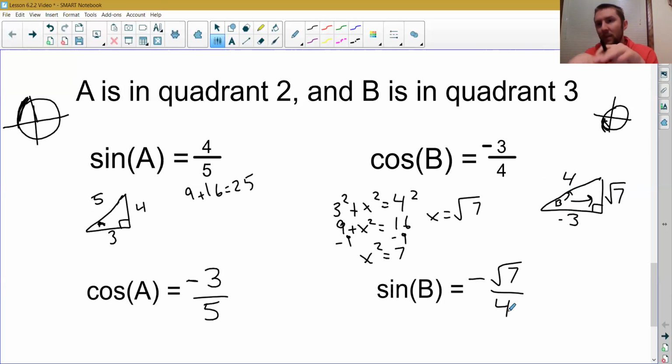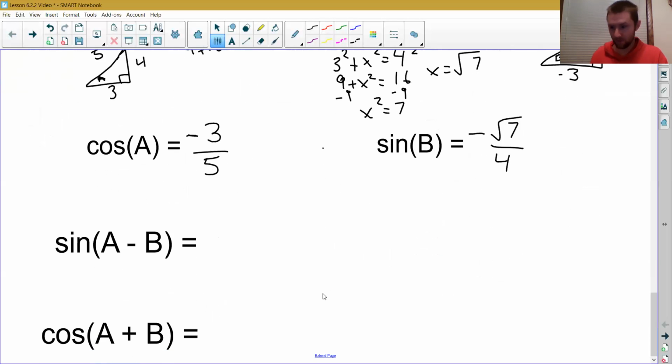I have the sine and cosine values for angle B. That means that I have all the pieces for the angle sum and difference formulas: cosine of A plus B, cosine of A minus B, sine of A plus B, sine of A minus B. I can do all of them, right? And that's what they ask us to do in letters C and D.